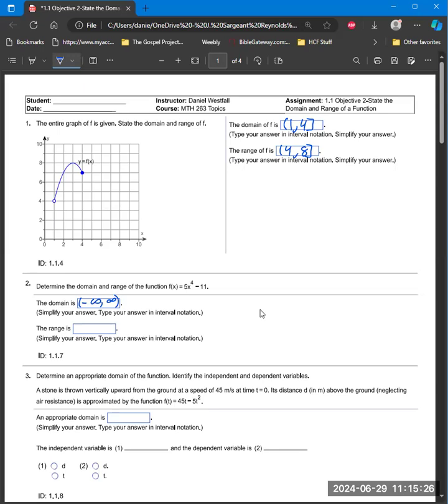And the smallest that this 5x to the 4th can get is 0. So it's going to go down to negative 11, which is the minimum for that function. And there are going to be points that are included, and it's going to open up because it has a positive leading coefficient, and it's going to go to positive infinity.